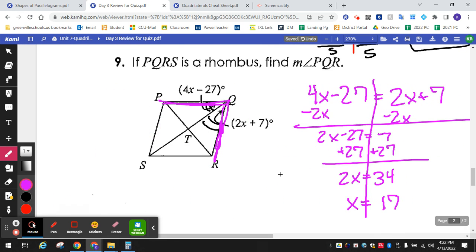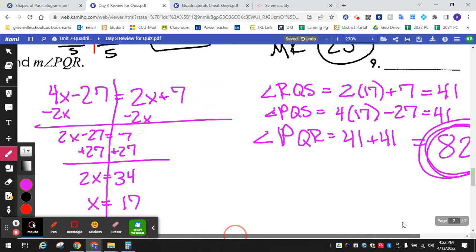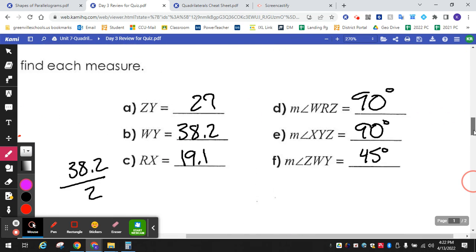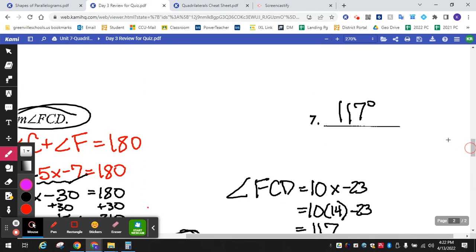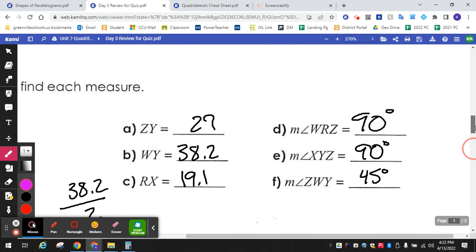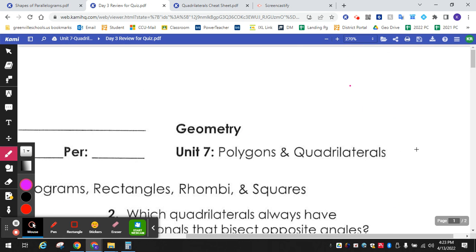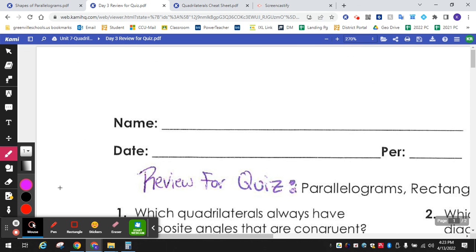You are turning in this review, so make sure you copied all the work down. If you have just answers like 117 without any work, you're not getting credit for that. So get the work down. You can use this on your quiz today. Okay? So good luck on your quiz. Hopefully this video helped slow it down. Good luck.